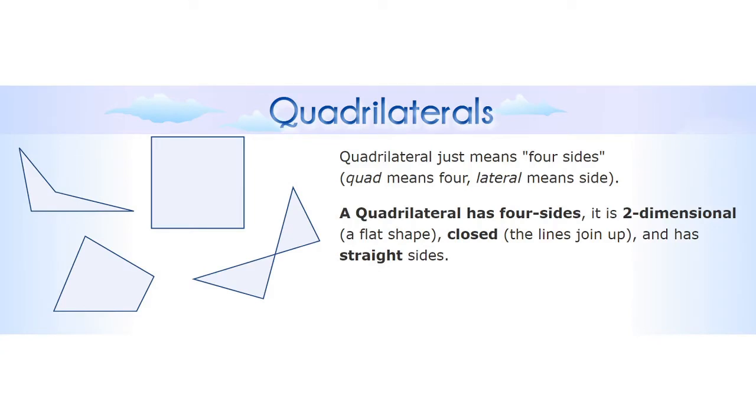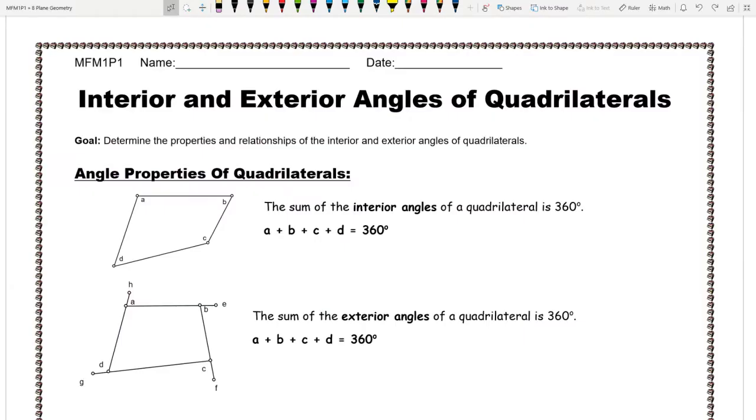Quadrilateral just means four sides. Quad means four and lateral means side. A quadrilateral has four sides. It is two-dimensional, which means it's a flat shape. It's closed, meaning the lines all join up, and it always has straight sides. Now that we know the definition of quadrilaterals, we can review its angle properties.